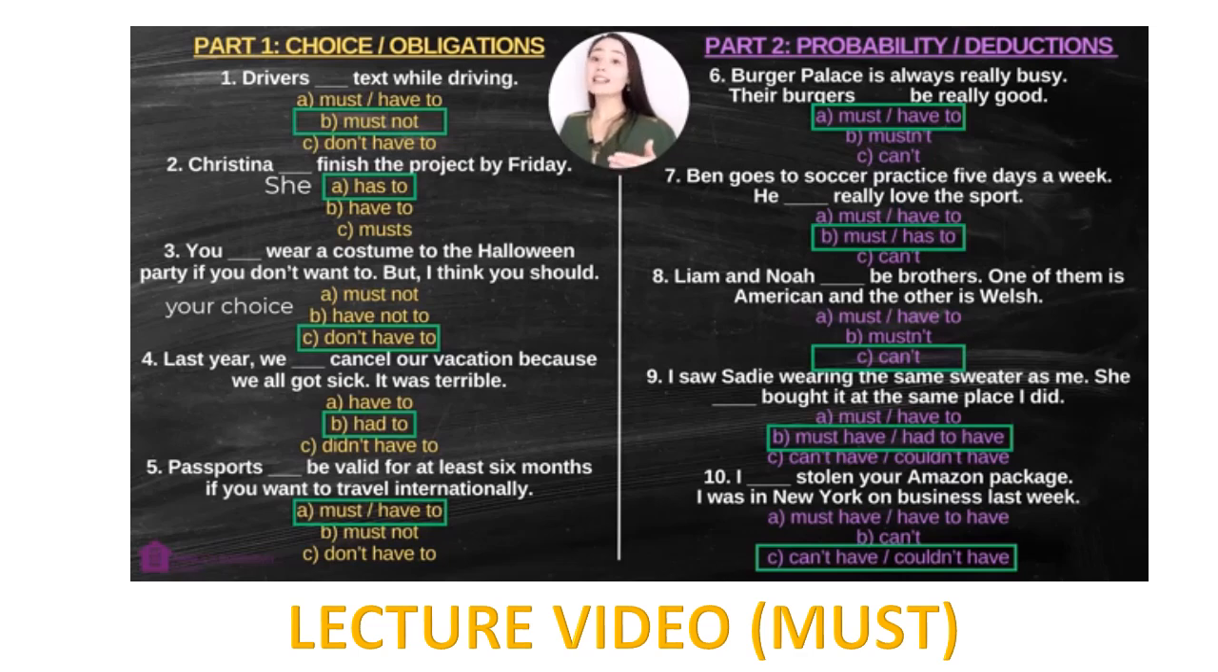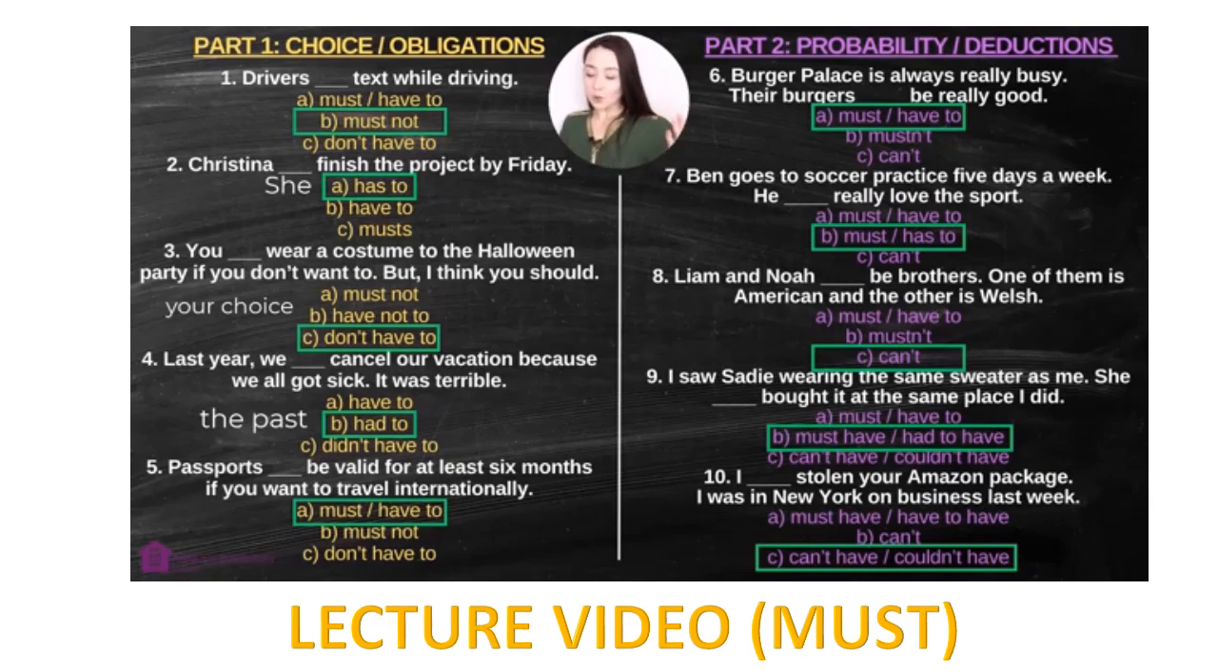Number 4, last year. So the past is clear. And this wasn't our choice. We were forced to do this because we were sick. Number 5, again, this is a law. Number 6, well, if a restaurant is always really busy, you are 95% sure they have good food.